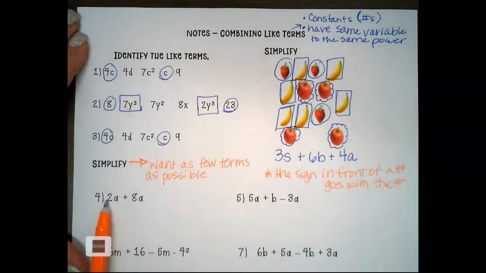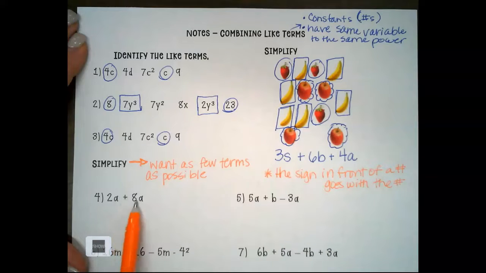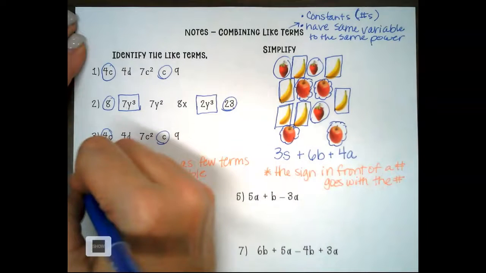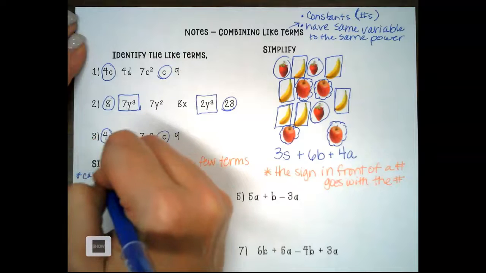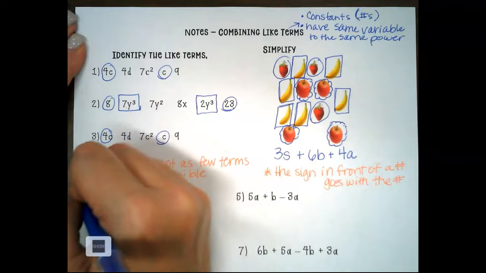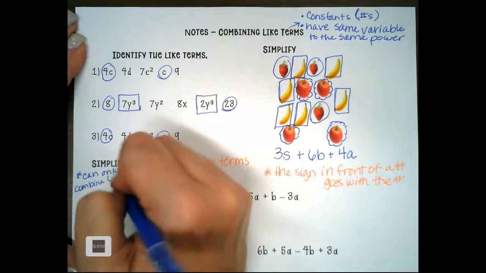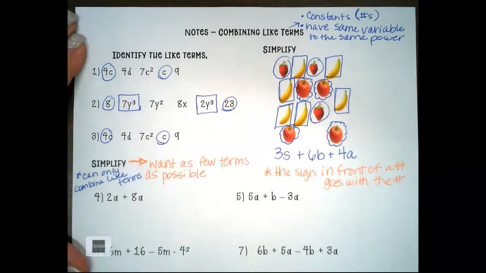Okay, if there's no sign, then you know that it's the first number in your problem. Here, this sign really goes with that 8, so it tells me that I'm going to be adding 8 if I can put these together. You don't know if you can put them together until you look to see if they're like terms. Okay? Only combine like terms. All right, so here we go.